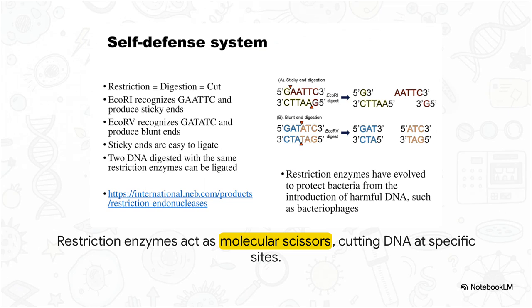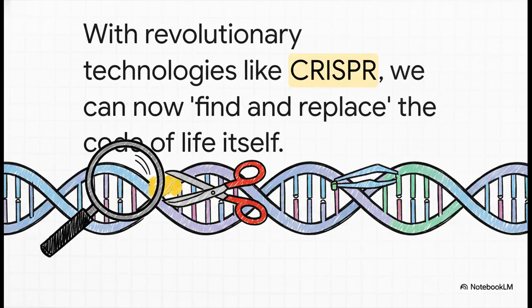We can also cut that DNA with incredible precision. What you're seeing here is how restriction enzymes work. They're like these tiny molecular scissors that recognize and snip very specific sequences in the code. This is what lets us start to really manipulate the blueprint of life itself. And believe me, it doesn't stop there.